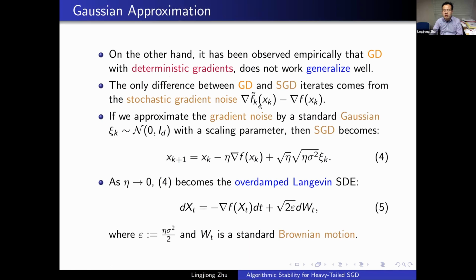There are many approaches to understand this better. One popular approach is to approximate the gradient noise by, let's say, a Gaussian random vector psi k. Then you can approximate the SGD by equation four, replacing the gradient noise from the mini-batch by some Gaussian noise. If eta, the step size, is small, approximately speaking, equation four can be viewed as the so-called overdamped Langevin SDE, driven by a Brownian motion.